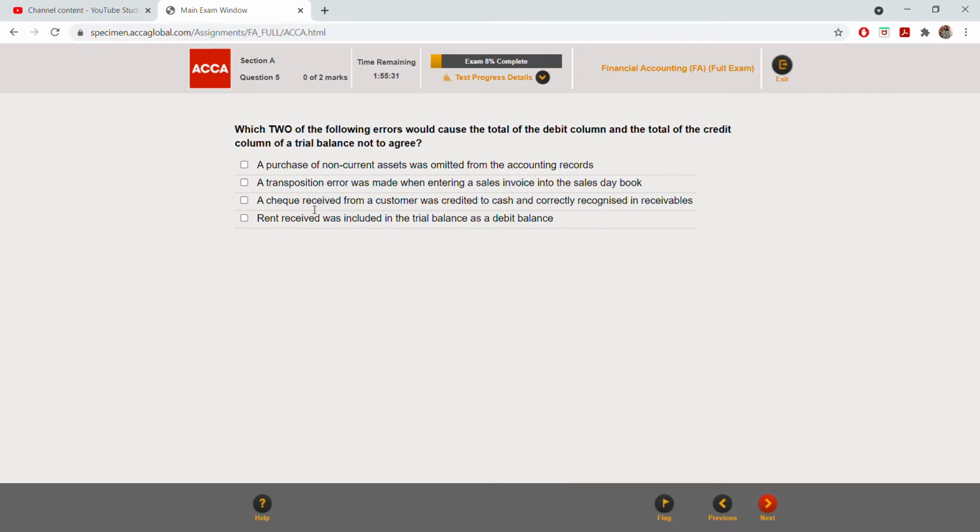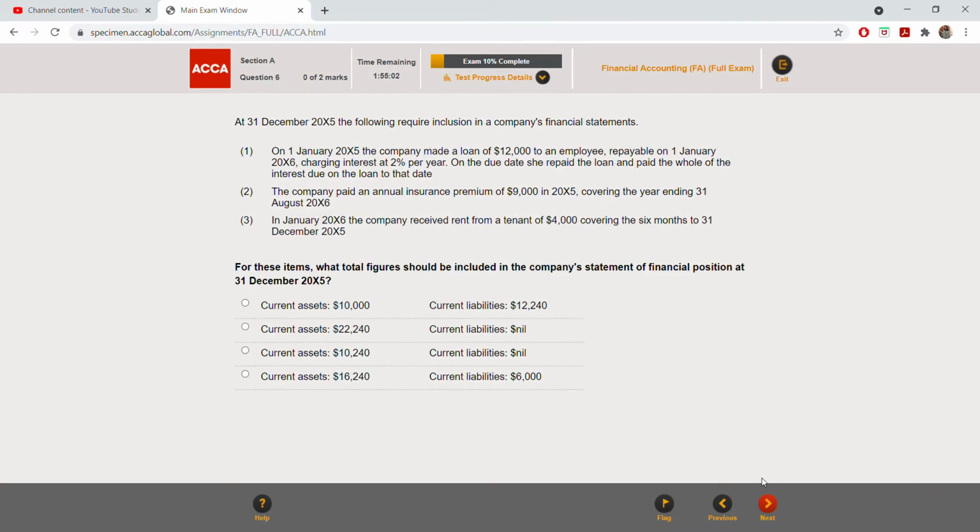Let's read the third and the fourth. A check received from a customer was credited to cash and correctly recognized in receivable. It is credited to cash, but it has to be debit to cash, right? And when receivables are included in the trial balance as a debit balance, again, it's wrong. Transposition error and omission will not make the balance to be different. The amount might be different. Next.